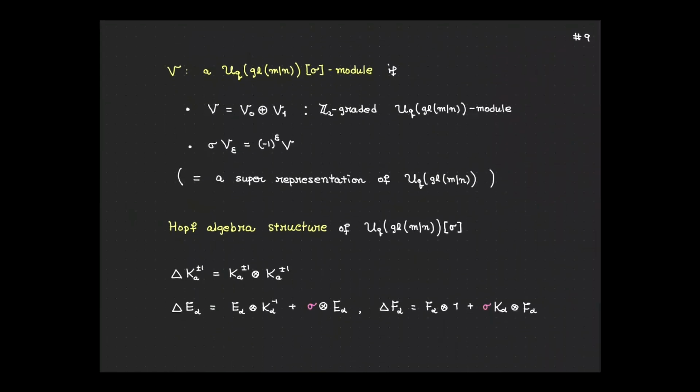That's what I just mentioned. So we want to consider a U_q(gl(m|n))-sigma module, and it's Z2-graded, since sigma is diagonalizable. So it is equivalent to saying a super representation of U_q(gl(m|n)). And also there is a Hopf algebra structure on our twisted group algebra.